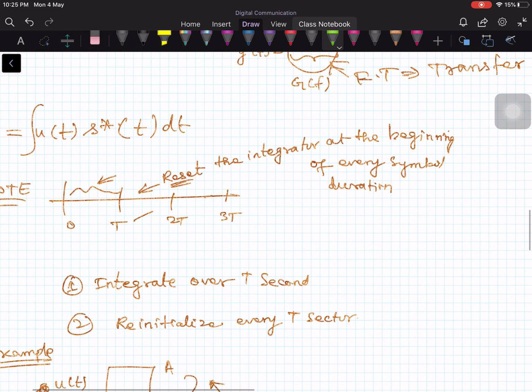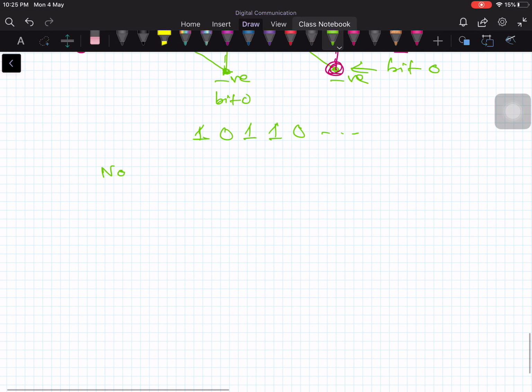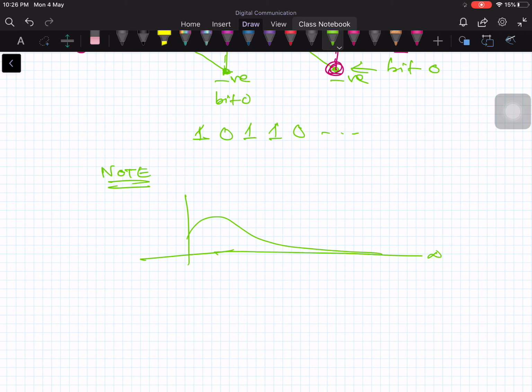And the very important point is this type of integration is almost impossible to do if your pulse shape is not strictly time limited. Suppose your pulse keeps on going up to infinity, then with this kind of pulse you cannot do the integration, because you have to integrate till infinity. So practically it is almost impossible if your pulse shape is not strictly time limited. This is a time limited waveform.